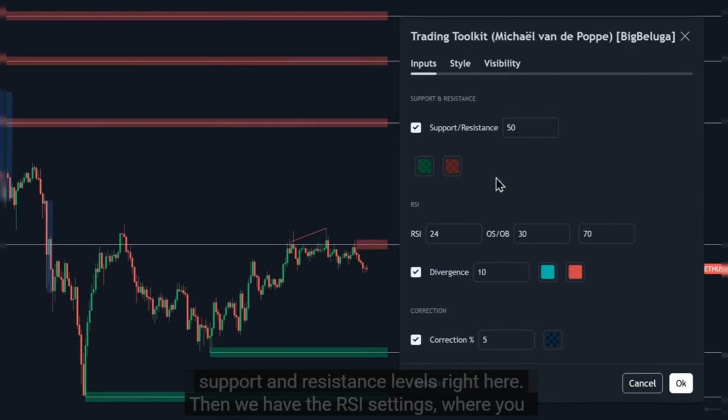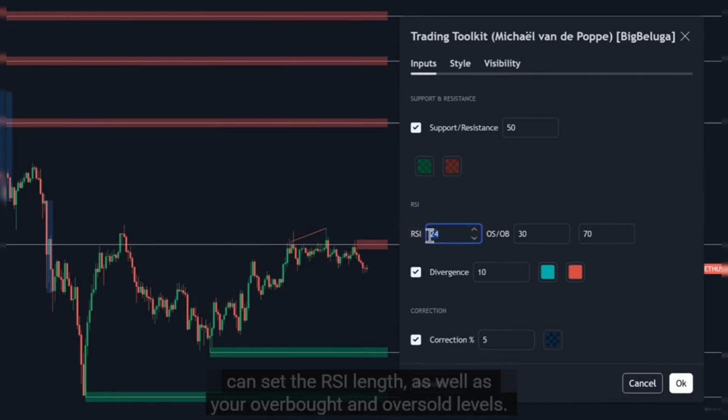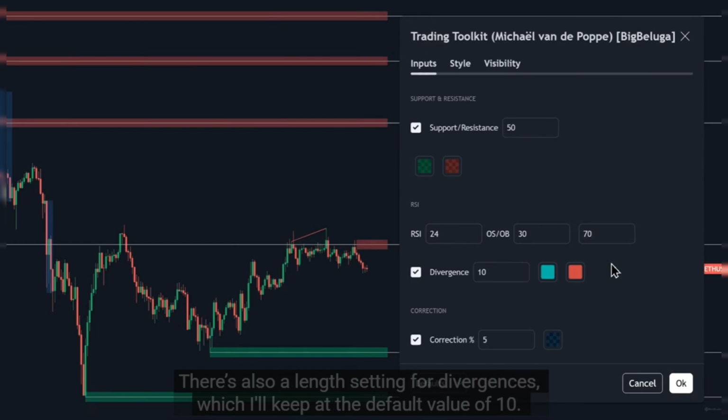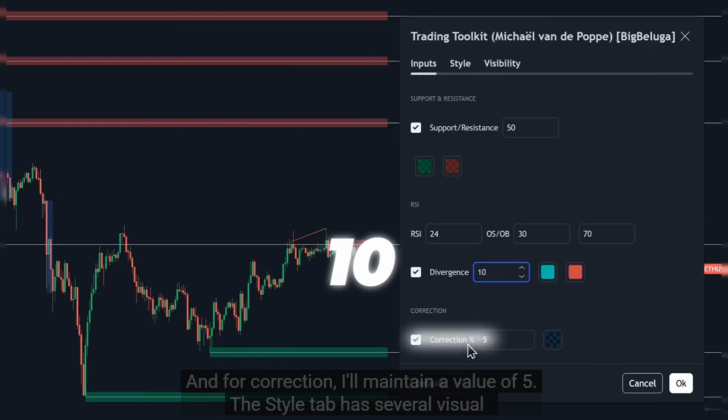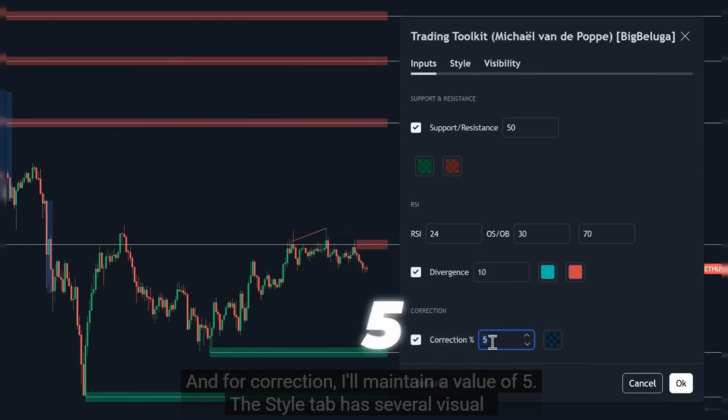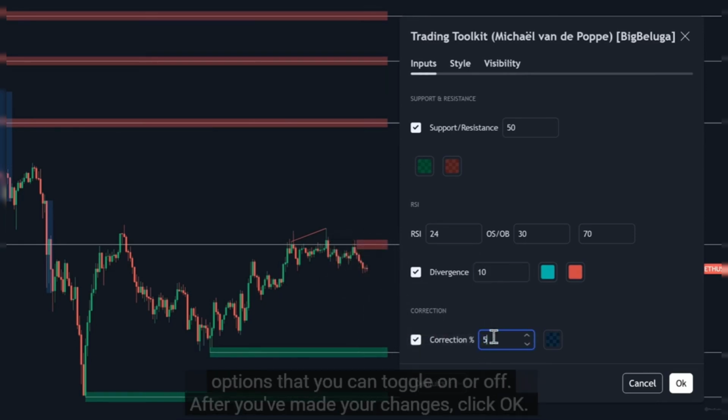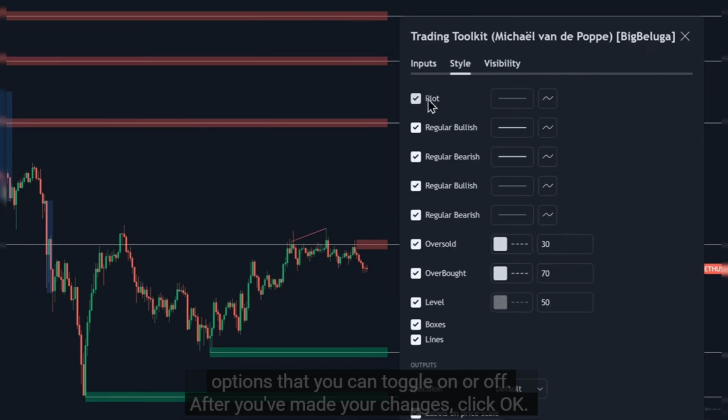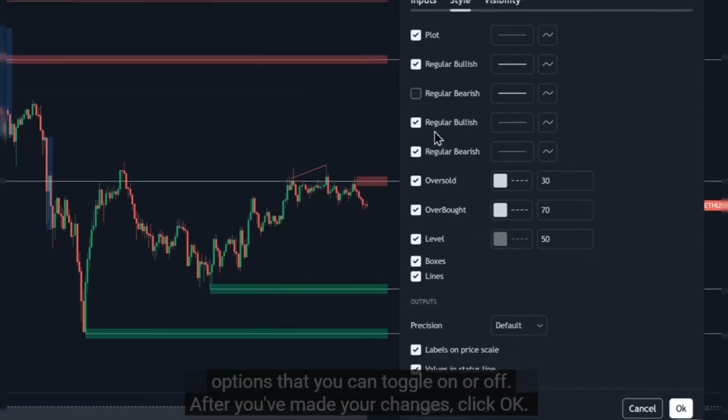And then we have RSI settings, where you can set RSI length as well as your overbought and oversold levels. There is also a length setting for divergences, which I'm gonna keep at the default value of 10. Now, for the correction, I'll maintain a value of 5. The Style tab has several visual options that we can toggle on or off. After you've made your changes, click OK.